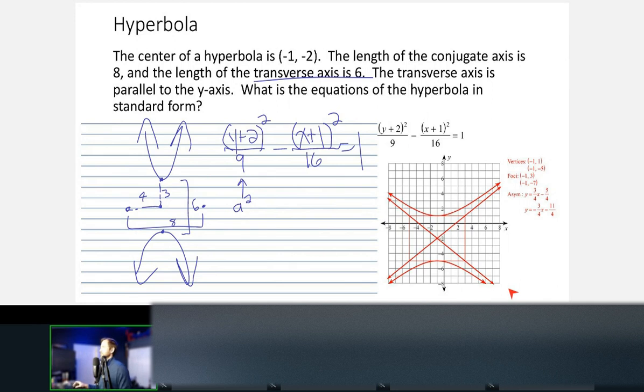How does it open up and down again? So yeah, remember this. From the center to a vertex, that's always your transverse axis. So when it tells us the transverse axis is parallel to the y-axis, it's telling us here's your y-axis, and from here to here is your transverse axis length, which is parallel to the y-axis. So that's why it opens up and down.